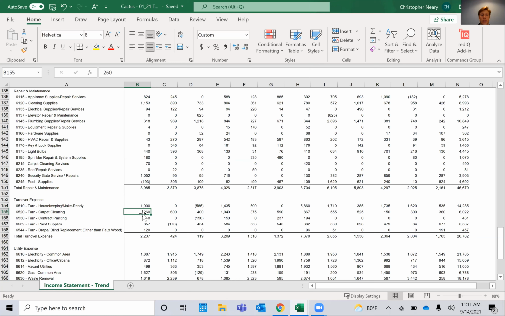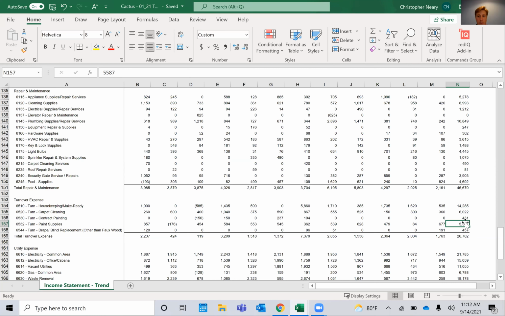Usually a large expense you'd find is carpet. Carpet is definitely not treated the best, so you're going to have a lot of spills and cleaning. That's constantly being replaced. You can kind of see that here.